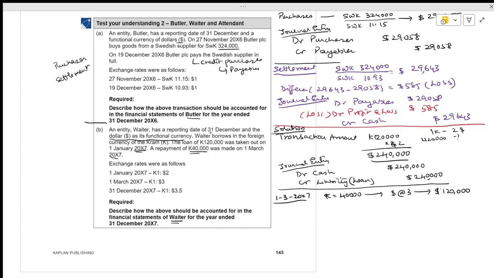Now, what happens? You write the general entry. What is the general entry? Debit will be the liability, because you are paying off the loan. Is it right? How much? $120,000. Credit will be cash.